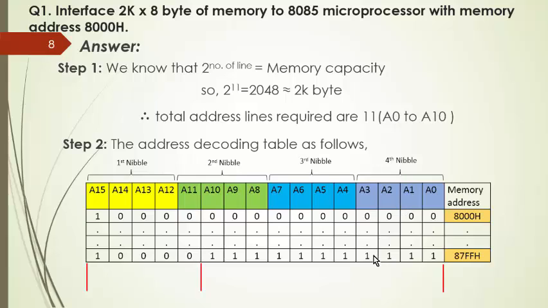Again we calculate nibble-wise. The first nibble 1000 means 8. The second nibble 0111 means 7. The third nibble 1111 means F. The fourth nibble 1111 means F. So the final address you get is 87FF, 87FFx.